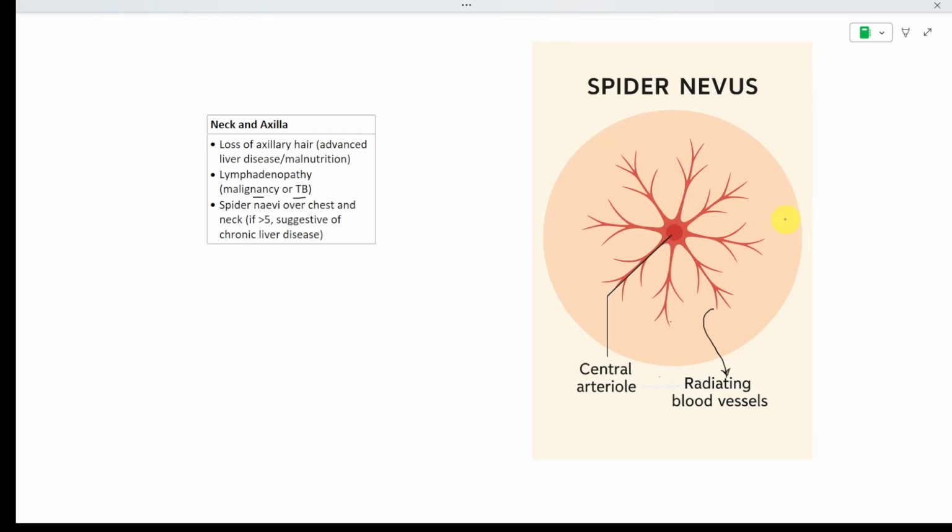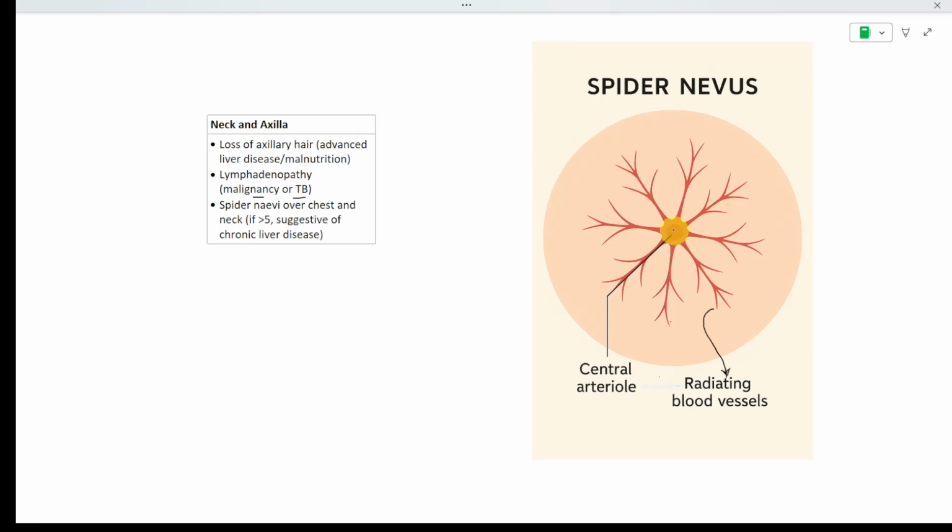If there are spider nevi over the neck, axilla, chest or back, those are the main sites of spider nevi. So look for those, and if they are greater than 5 in number, that is highly suggestive that the patient has chronic liver disease. In cases when it is less than 5, it could be just benign.